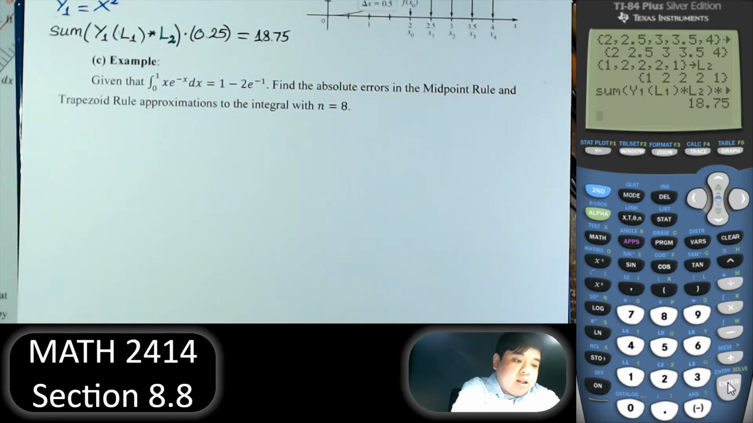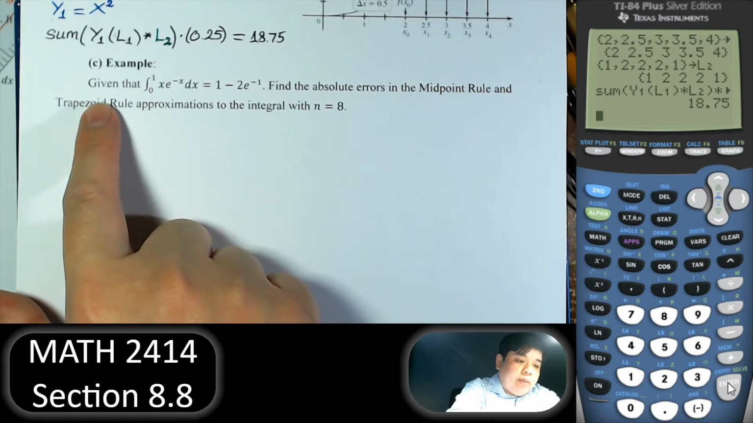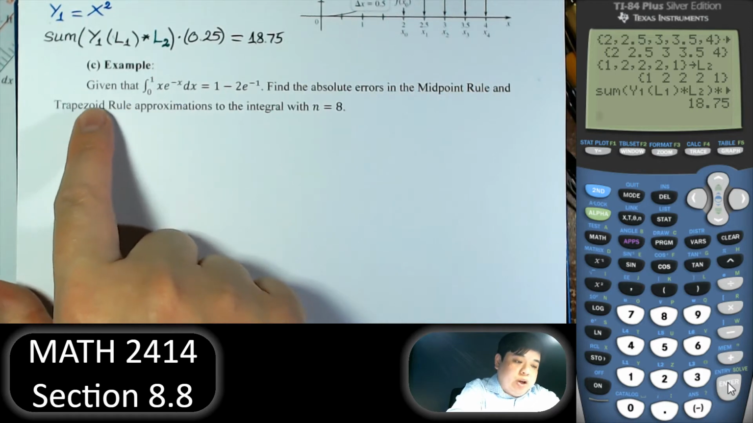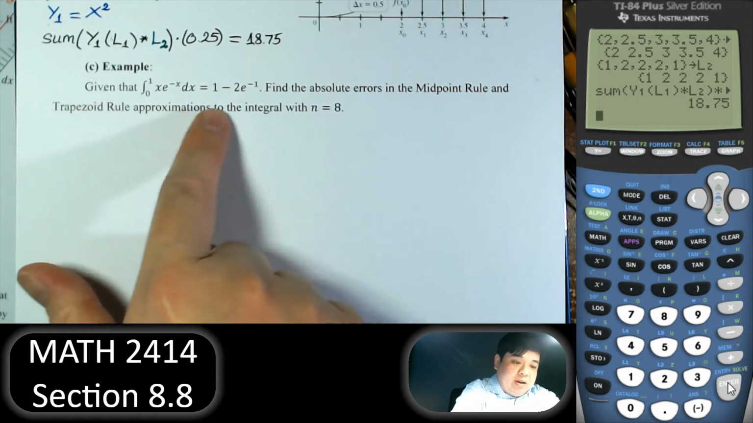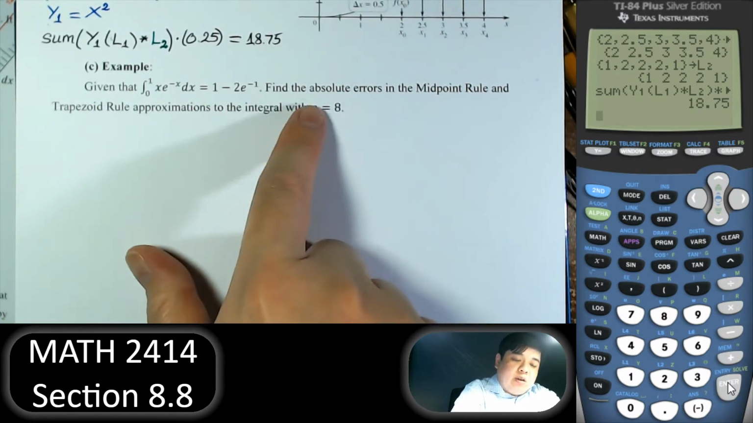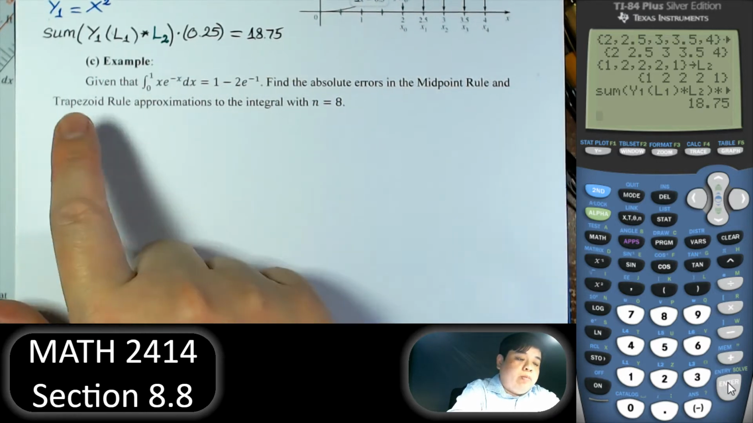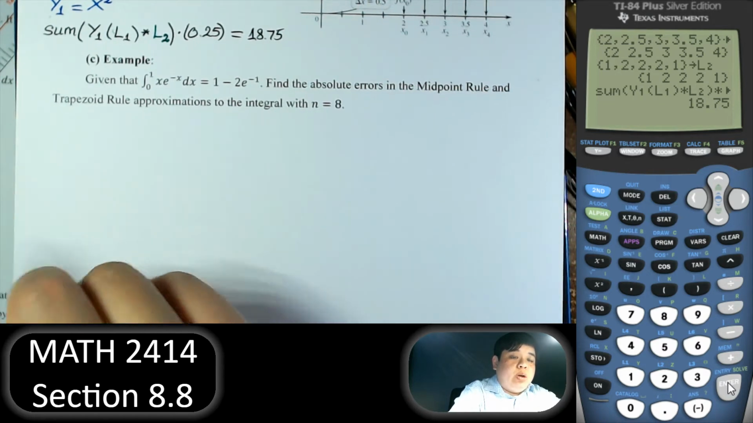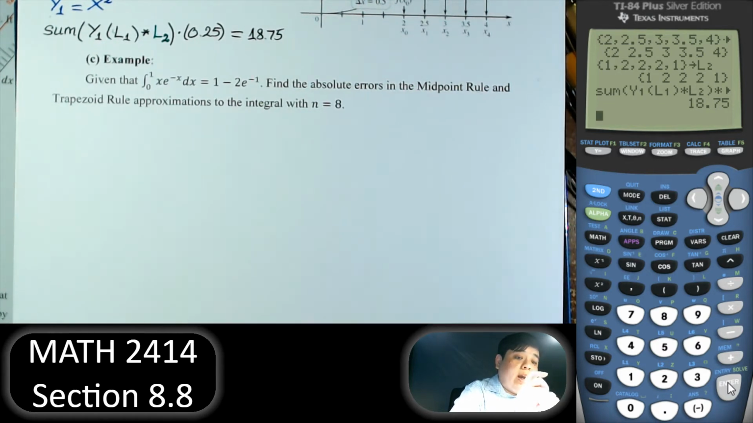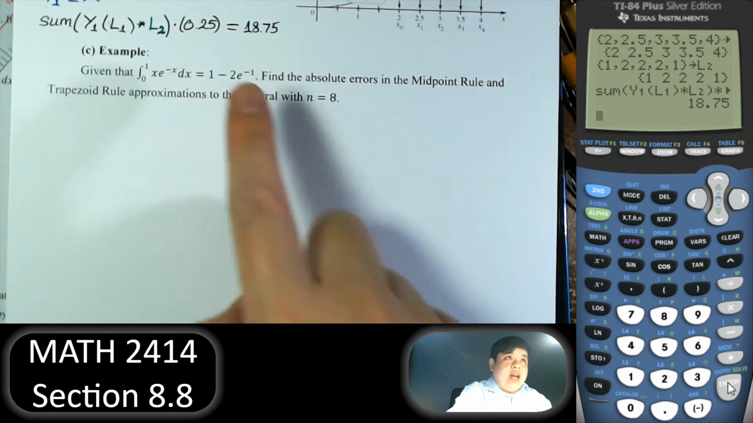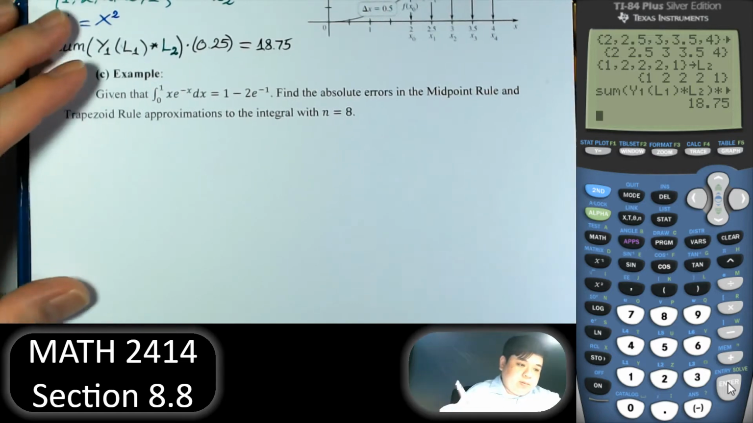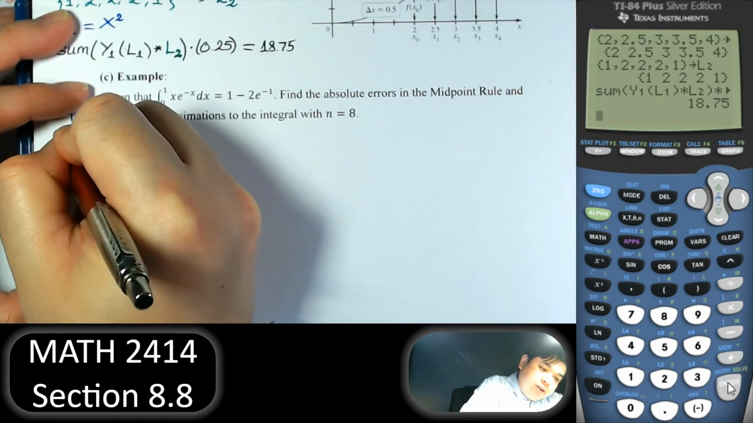Next, I will try to evaluate that. Now, assume the exact value is given. Now find the absolute error using the midpoint rule and the trapezoid rule. So actually we have to do both the midpoint rule and the trapezoid rule, and after that subtract the actual value to find the absolute error. So first, the midpoint rule.